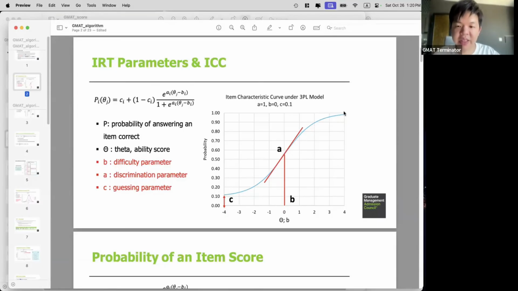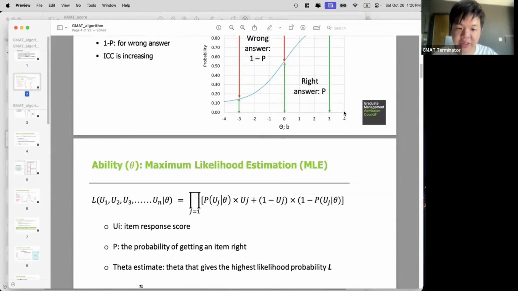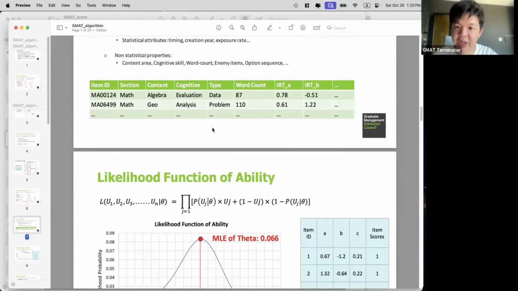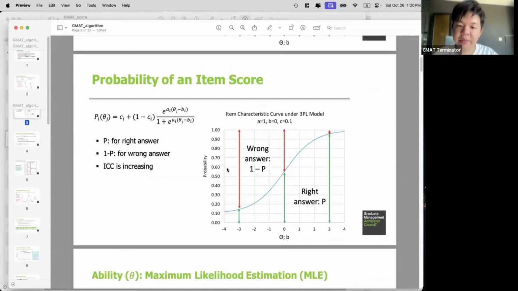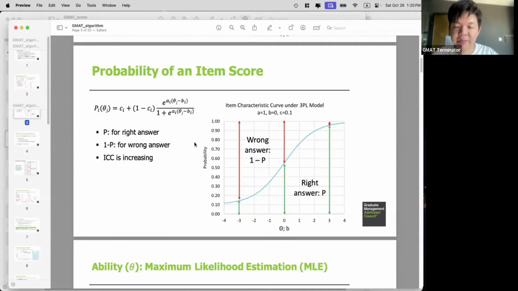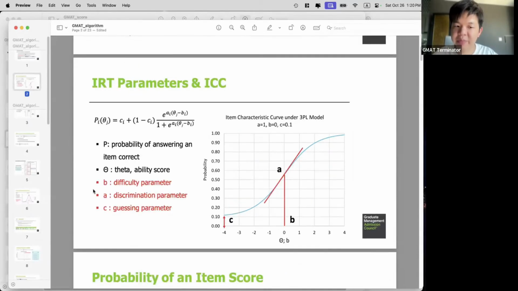So this line has 3 important coefficients, and these 3 coefficients will be stored in the question bank. So the question bank will look like this. You see? It has a method. What's in the question bank? The first one, what is A? Let's think about B first.